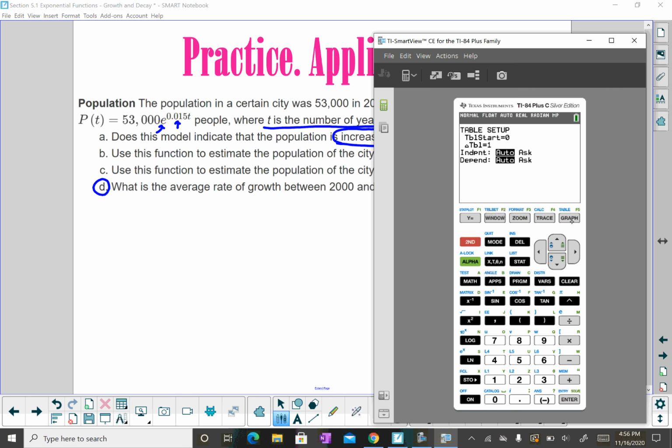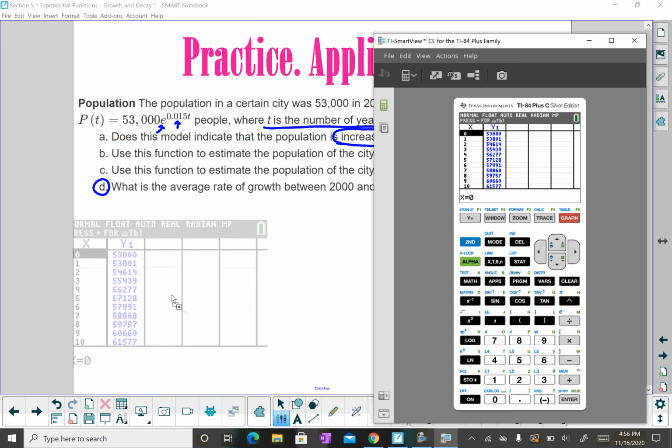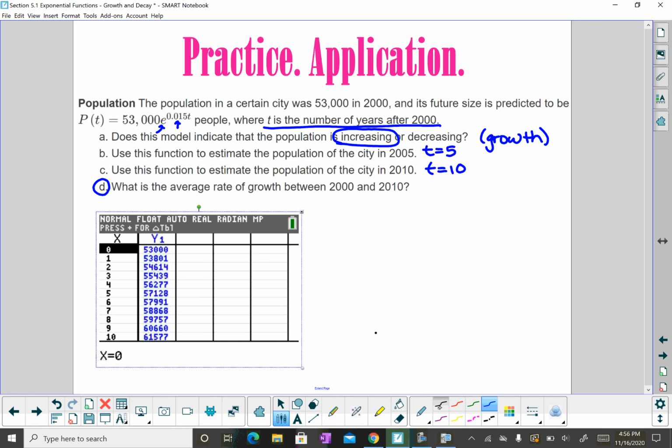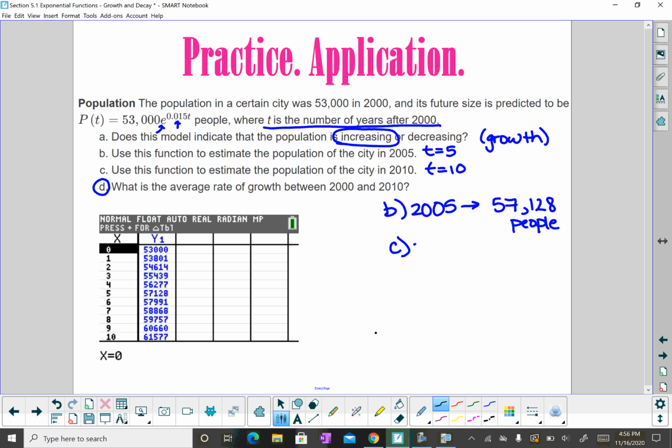So now if I go to table, I can find the year 5 and the year 10. Let's just drag those over. My populations will be in 2005, which is number 5 on my chart here, 57,128 people. In 2010, or if I plugged 10 into this equation, and you could always do that by hand if you want to as well, you get approximately 61,577 people.